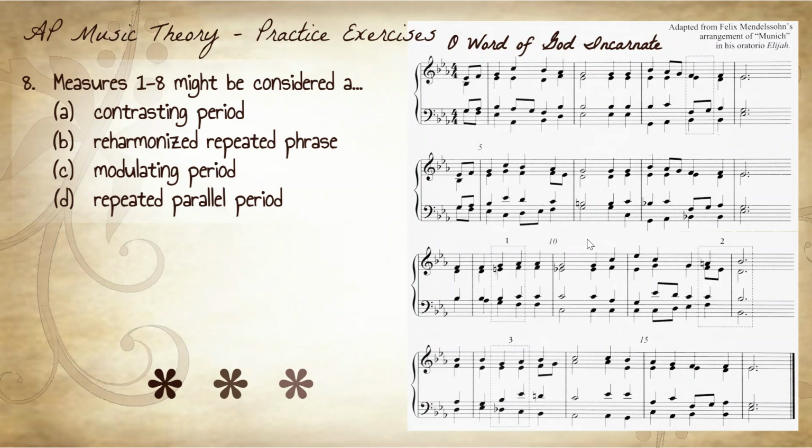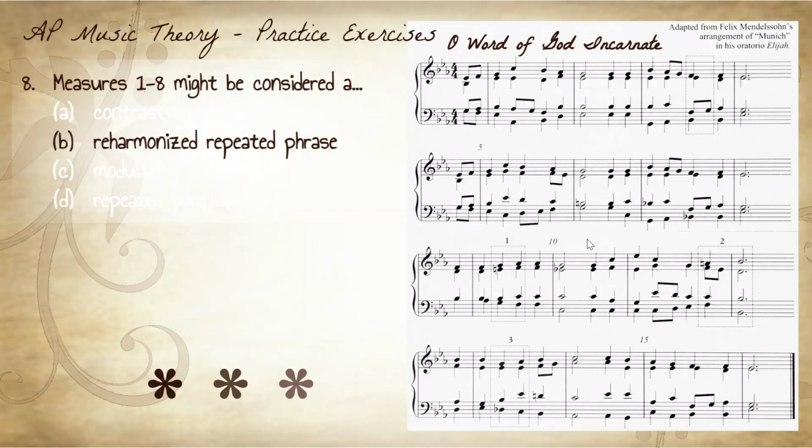Question 8. Measures 1 to 8 might be considered A, contrasting period, B, reharmonized repeated phrase, C, modulating period, or D, repeated parallel period. The correct answer is B. Measures 1 to 8 form one 4-measure phrase repeated with a different harmonization on the repeat.